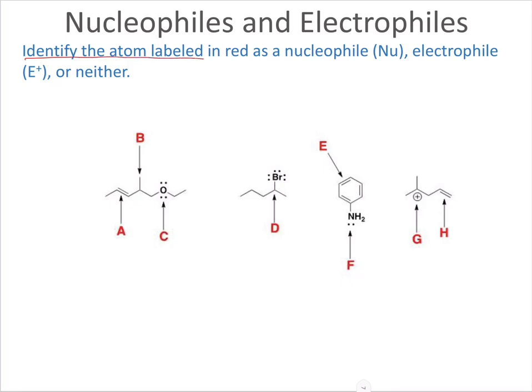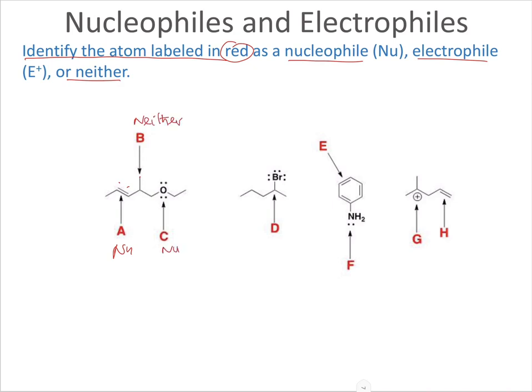Identify the atom labeled in red as a nucleophile, electrophile, or neither. Starting from A, we already mentioned that when we have this bond, it simply means that we have a bonding pair of electrons. So this is going to be a nucleophile. We did not say anything about a carbon that's not bonded to an electronegative atom, so this is neither.